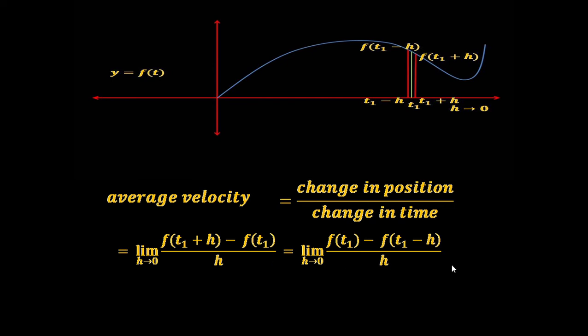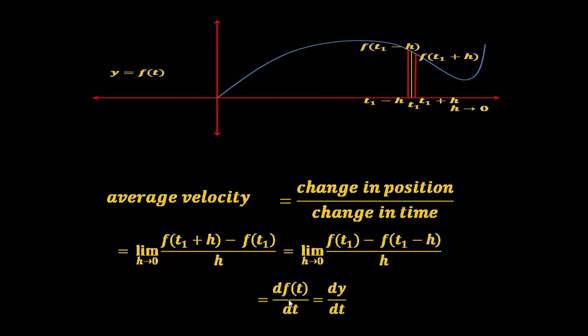And this can also be written as the change in position from t1 minus h to t1. So this can be written as limit h tends to 0 of f of t1 minus f of t1 minus h, divided by the difference of t1 and t1 minus h, which will ultimately be h. So here also we can see the change in the function is very small, and the change in the time interval is also very small, that is, h tends to 0.